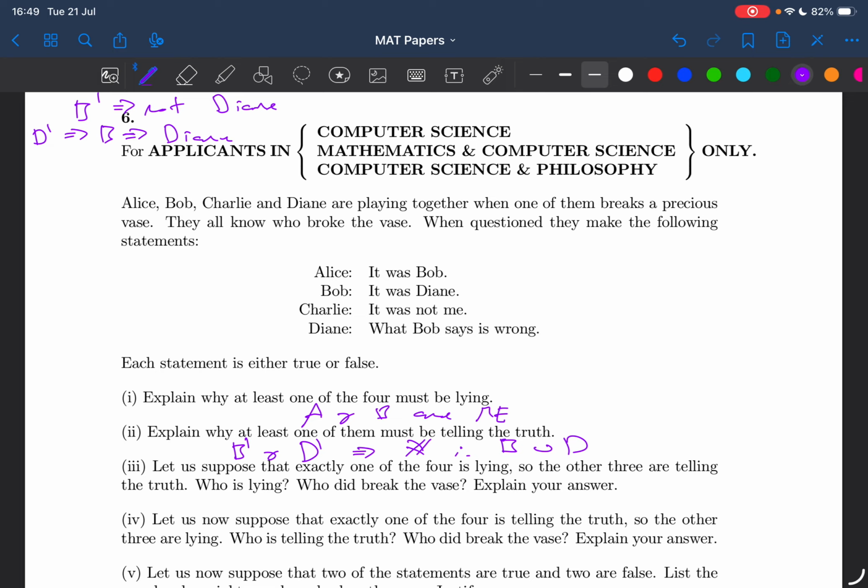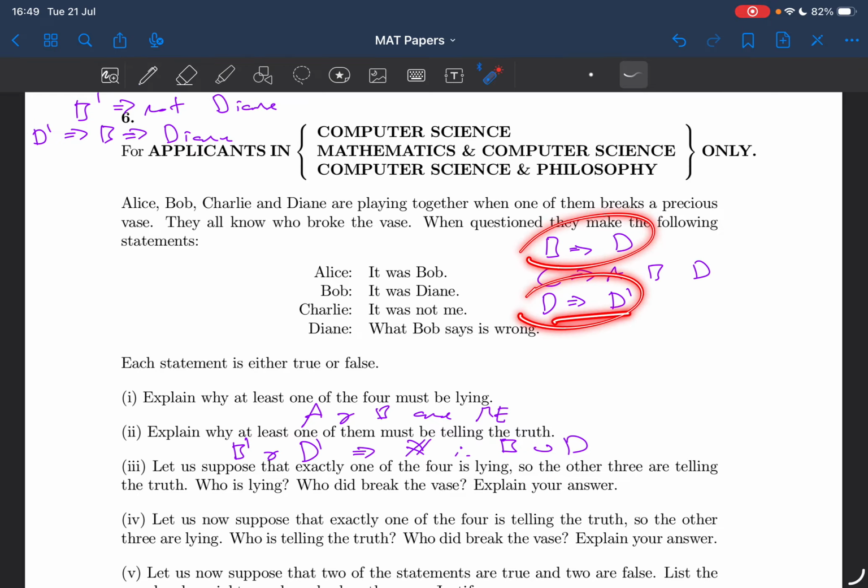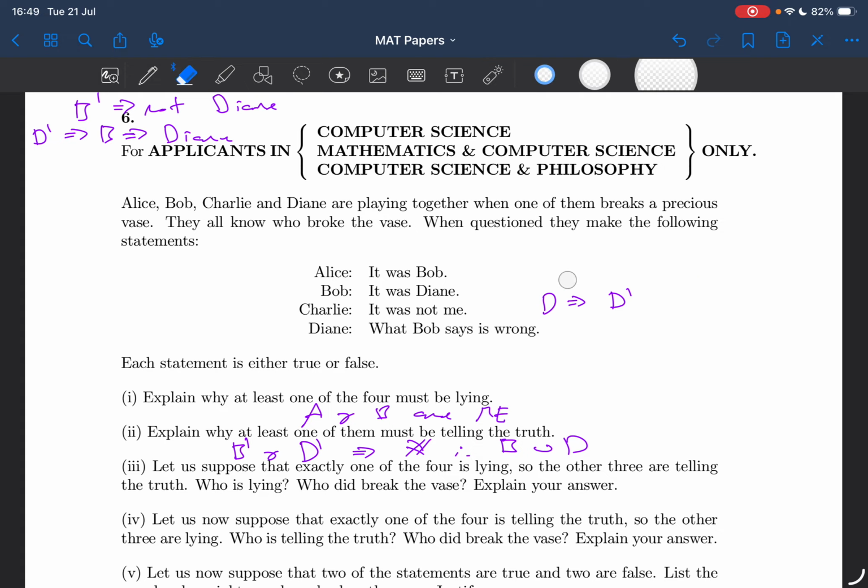So if Bob tells the truth, then that's going to be Diane. Charlie tells the truth. Sorry, Diane. It's not me. So that could still be anyone apart from him. And Diane telling the truth then tells us that what Bob says is wrong. So that tells us it's not Diane. So again, that's not possible. So it can't be that Alice is lying.